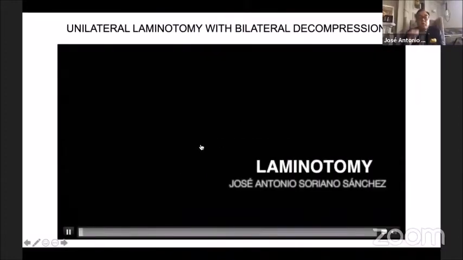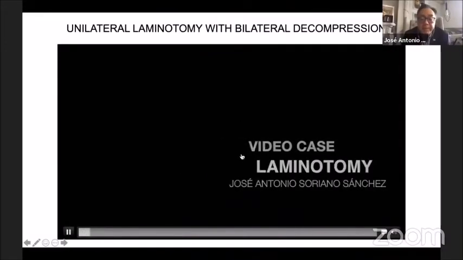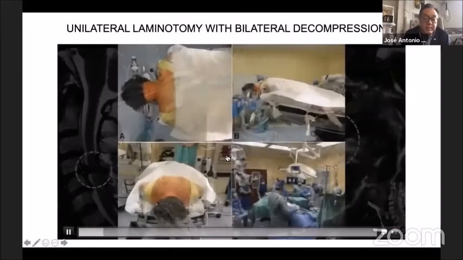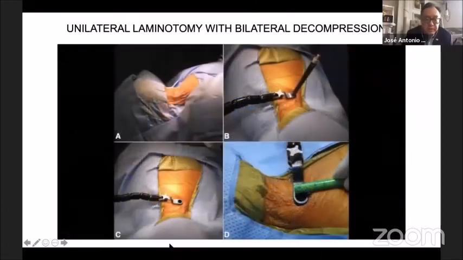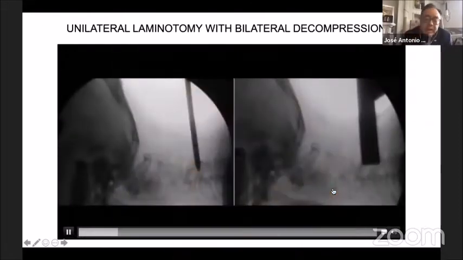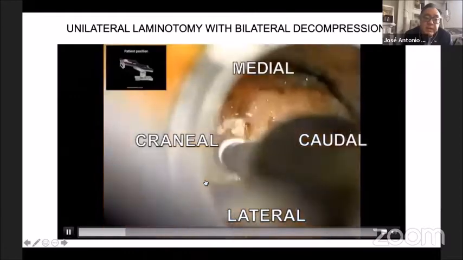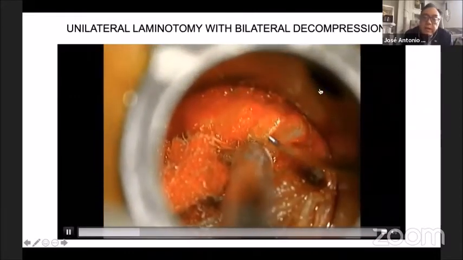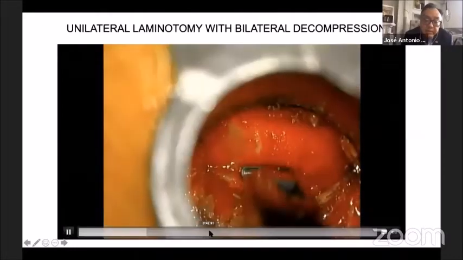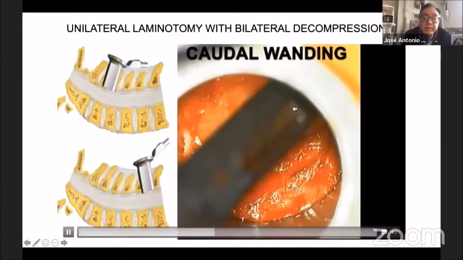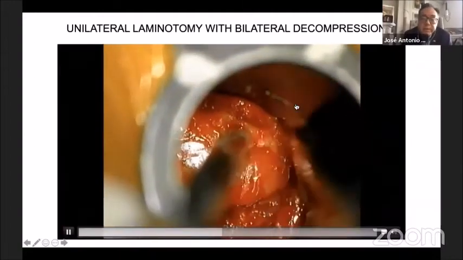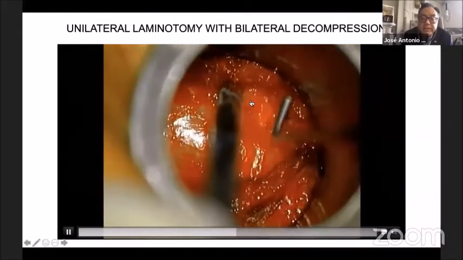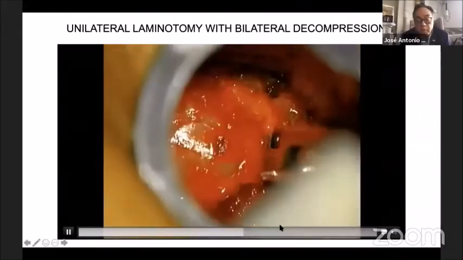Very important. So I'm going to show some very brief cases. The first case is unilevel C4, C5, with important compression of the cord. It was made with the 14 millimeter tube, the same technique: identify the flavum, and then complete through the medial winding, craniocaudal winding, to disinsert the flavum and complete the decompression.